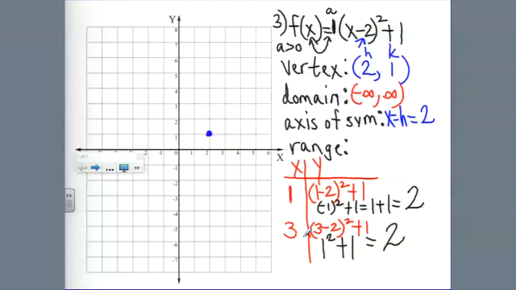So just like that, we got 2 quick and easy points to go along with the vertex. So let's plot our 2 points. And just connect the dots to draw our graph. Again, in my math lab, your graph will be more exact.